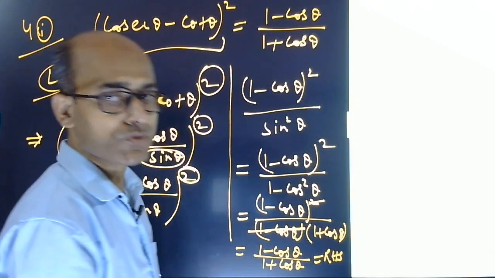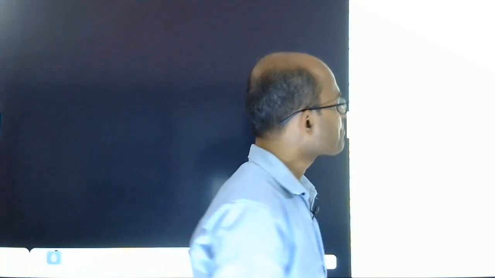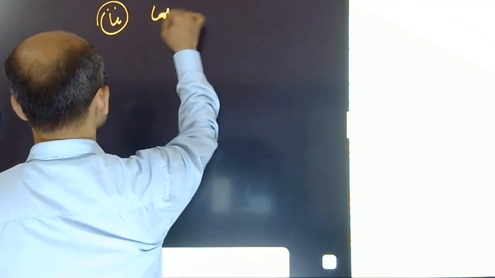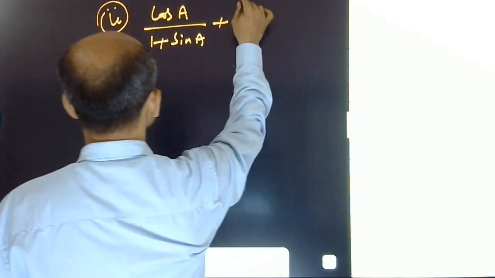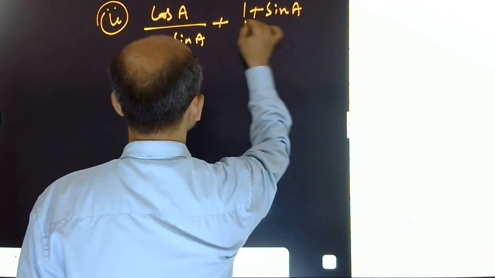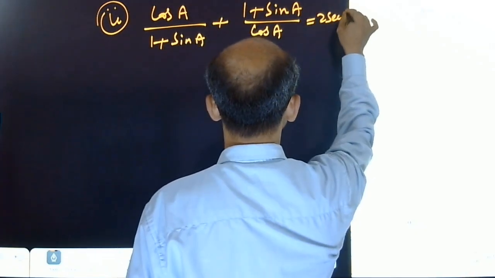Moving on to the next question: cos A divided by 1 plus sin A, plus 1 plus sin A divided by cos A, is equal to 2 sec A. This is question number 2.